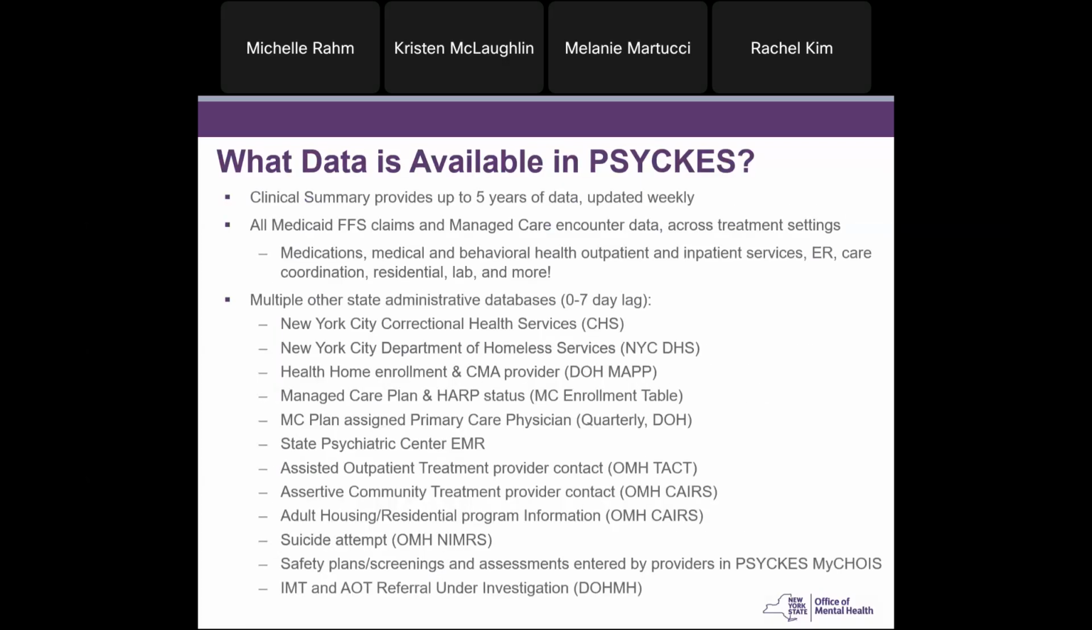Now, we have a number of data sources that feed into our application. We have the client-level clinical summary that provides up to 5 years' worth of data, and again, that's updated on a weekly basis. And we have 2 main buckets that we're getting our data from. The first bucket would be Medicaid fee-for-service claims and managed care encounter data across treatment settings. And then the second source of data that we're getting is from other state administrative databases. With these 2 big data sources combined, that provides a really full picture of the client, a full clinical picture.